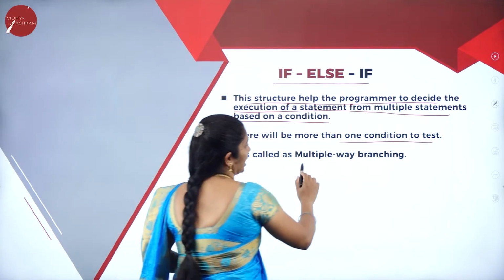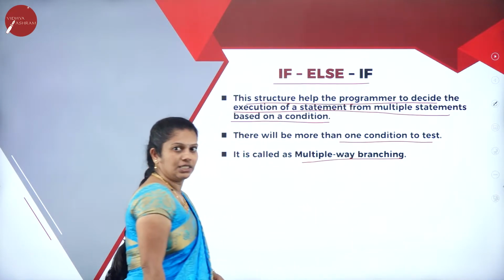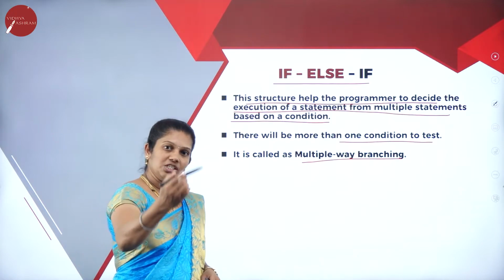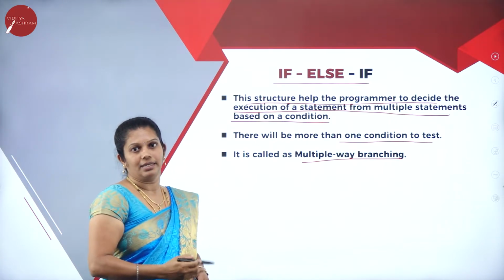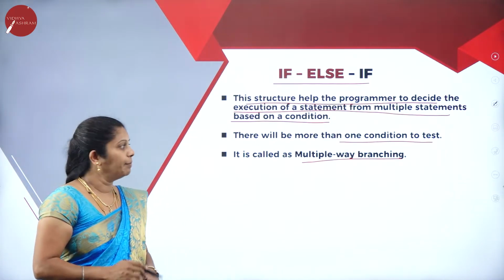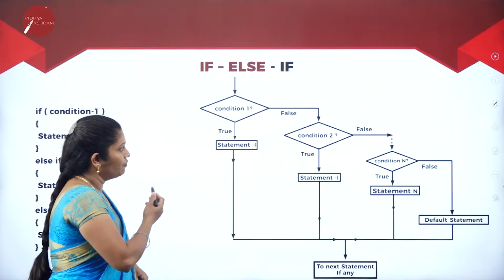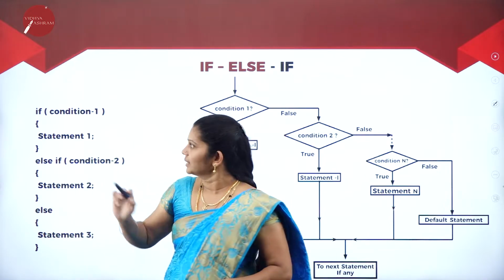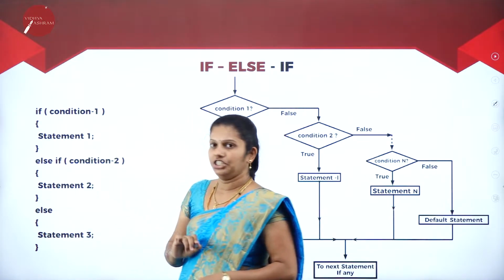It is also called multiple way branching. Why is it called multiple way branching? Multiple conditions are there, multiple paths are there. That's why it is called multiple way branching. If you observe the syntax as well as the flow chart, see here in the syntax, first is if condition 1.